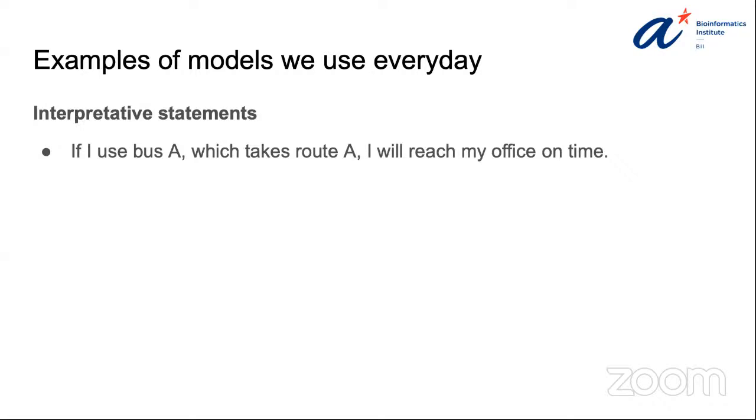So this interpreted statement is a prediction that if bus A is taken, which takes route A, I will get to the office in time, right? So when you use models, what you are trying to do is make a prediction. So what is the model from which you can get a statement like this? You don't have to limit yourself to a statement like this, right?